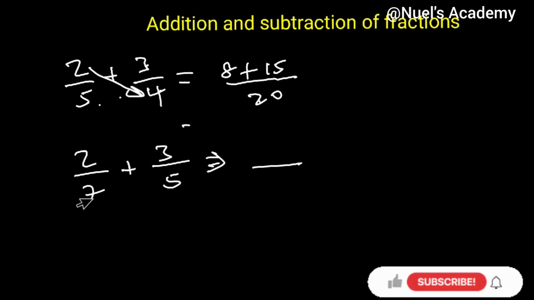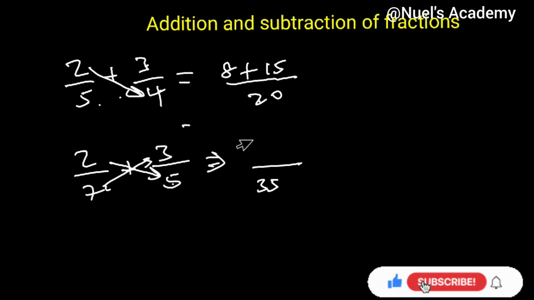So we're going to multiply 7 and 5. 7 times 5 is what? Is 35. And then we are going to multiply 2 with this 5 and then take away the product of 3 and 7 from it. I mean, add the product of 3 and 7 to it because we are dealing with addition.